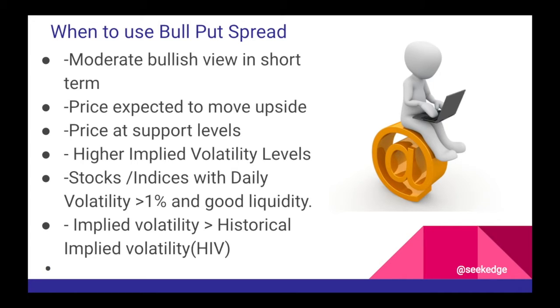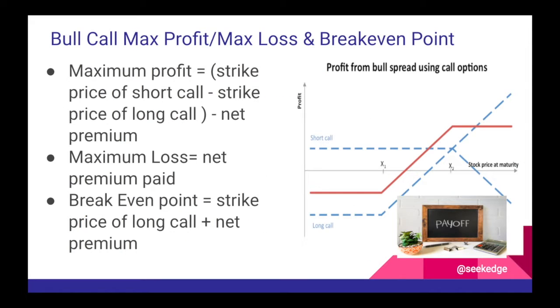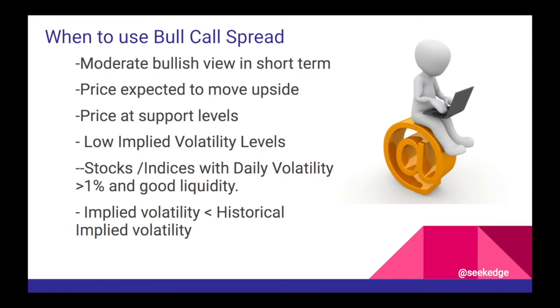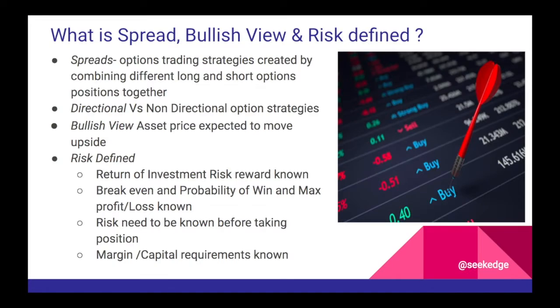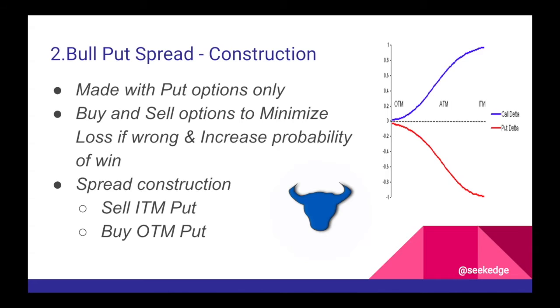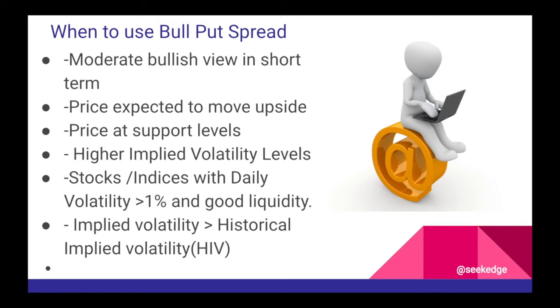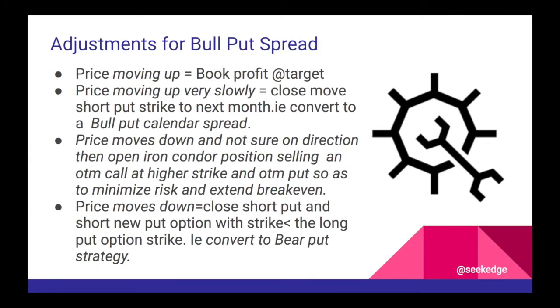Now the stock or the index has to be volatile and highly liquid. So do not pick anything that is not moving at all and not liquid at all for bullish strategies, right? IV has to be greater than the historical implied volatility. Earlier we had seen that IV has to be lesser for the bull call. Here the IV has to be greater than the historical. That's ideal for a credit strategy.